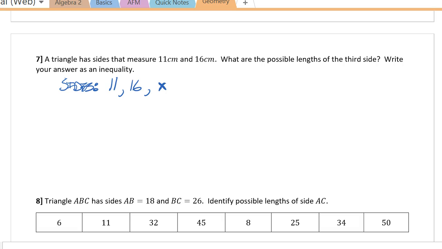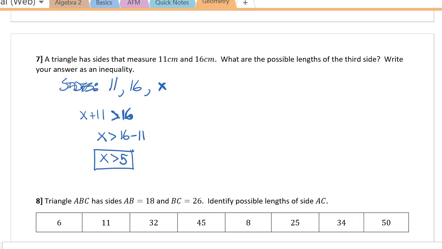Let's imagine that, in terms of solving this particular problem, we know that 16 is in fact the biggest side. Well, my inequality then, x plus 11 must be greater than 16. And we're going to subtract those two values, and we must know that x must be greater than 5 if in fact 16 is our biggest side.